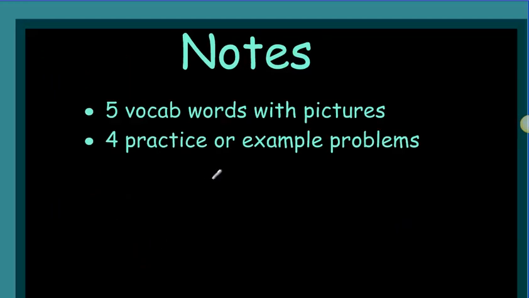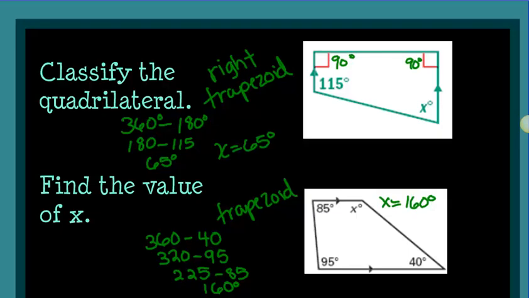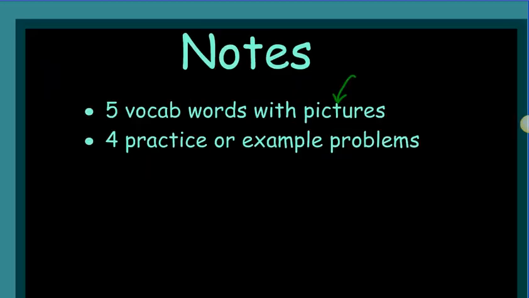Okay, so your notes for today should include those 5 vocab words on the very first slide, the words with the pictures and the definitions. Don't forget the pictures. Then we did 4 practice or example problems, however you want to look at that, together. Okay, make sure you include those. Oh, I think there were 6. Hold on. 1, 2, 3, 4, 5, 6. There are 6. Let's change that. 6 practice problems.